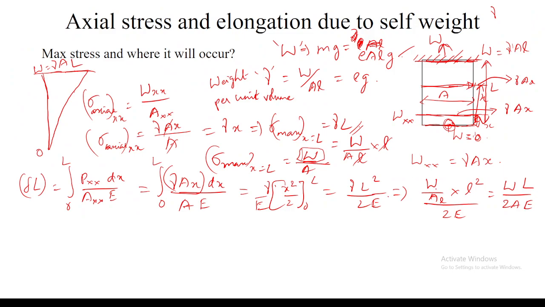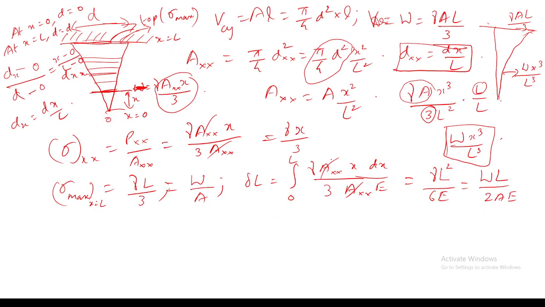Here also we got the deflection as WL by 2AE and the maximum stress as W by A, whereas for the conical member also we are getting this value as W by A, and for deformation we are getting WL by 2AE. One important thing you can note down here is that this delta L is actually gamma L square by 6E, which is independent of the cross section dimensions. The deformation is independent of cross section dimensions.